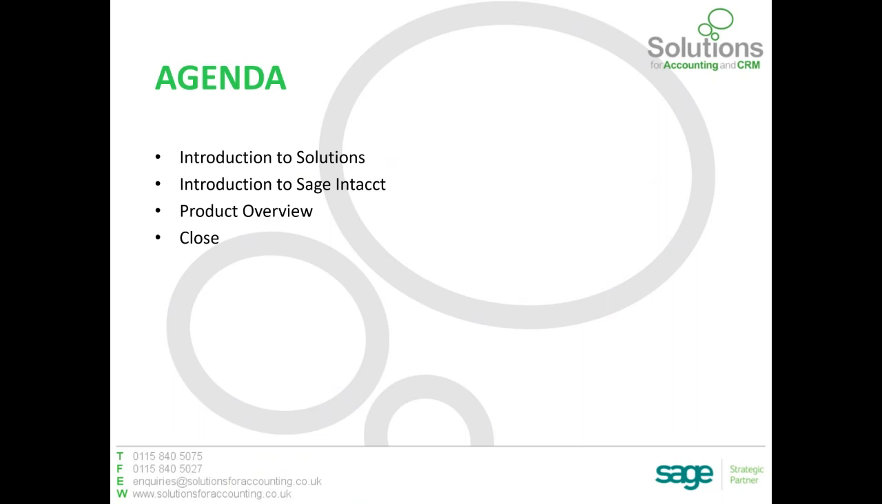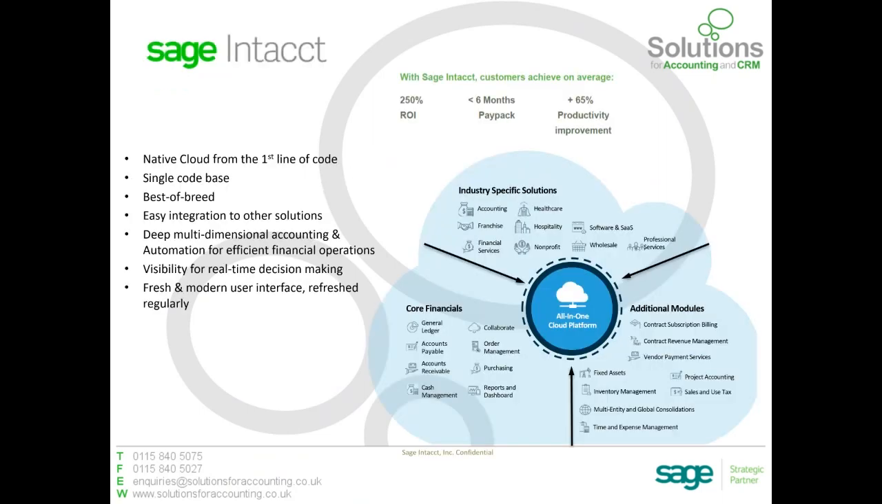Sage Intacct is a new offering from Sage to the UK, although Intacct itself has actually been around for about 20 years. It was developed in the US and acquired by Sage in 2017. It's always been a cloud-based platform. It's not one of these systems that started off on-premise and then at some point was migrated across to cloud. It has been cloud from the very first line of code that was written.